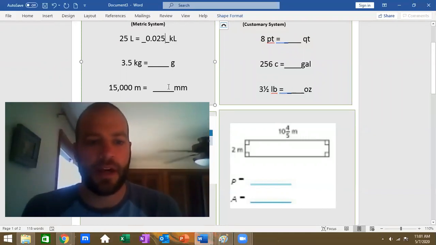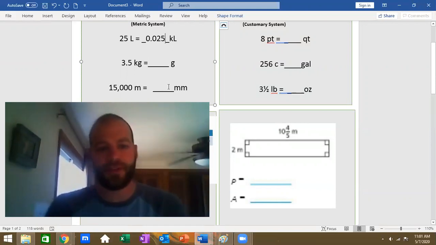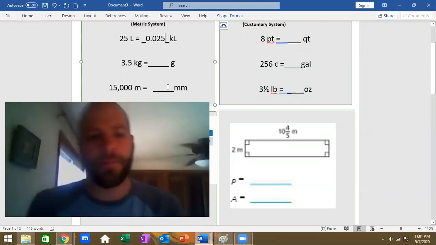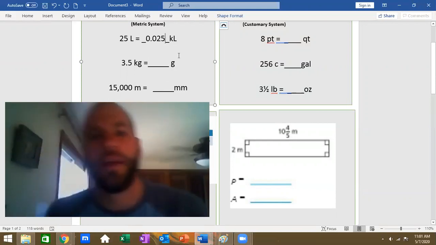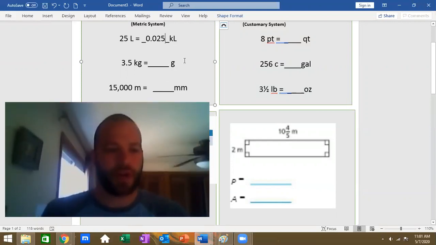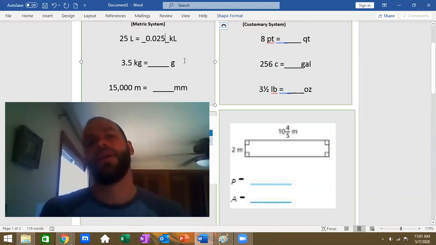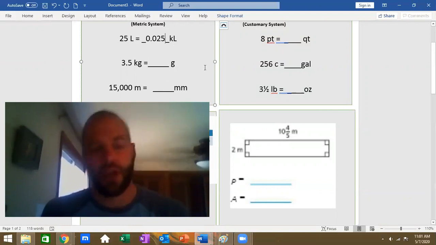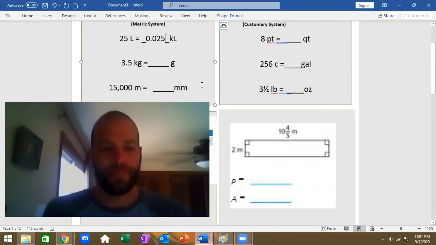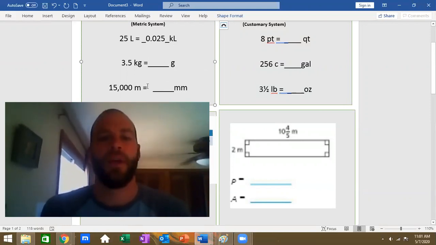And that makes sense because a liter is like something that you drink pop out of, and then a kiloliter is something more like that you would measure a pool with. Okay, so it's a lot larger, so it makes sense that it's way less than one when it's only 25 pop bottles. Okay. Now let's look at grams.